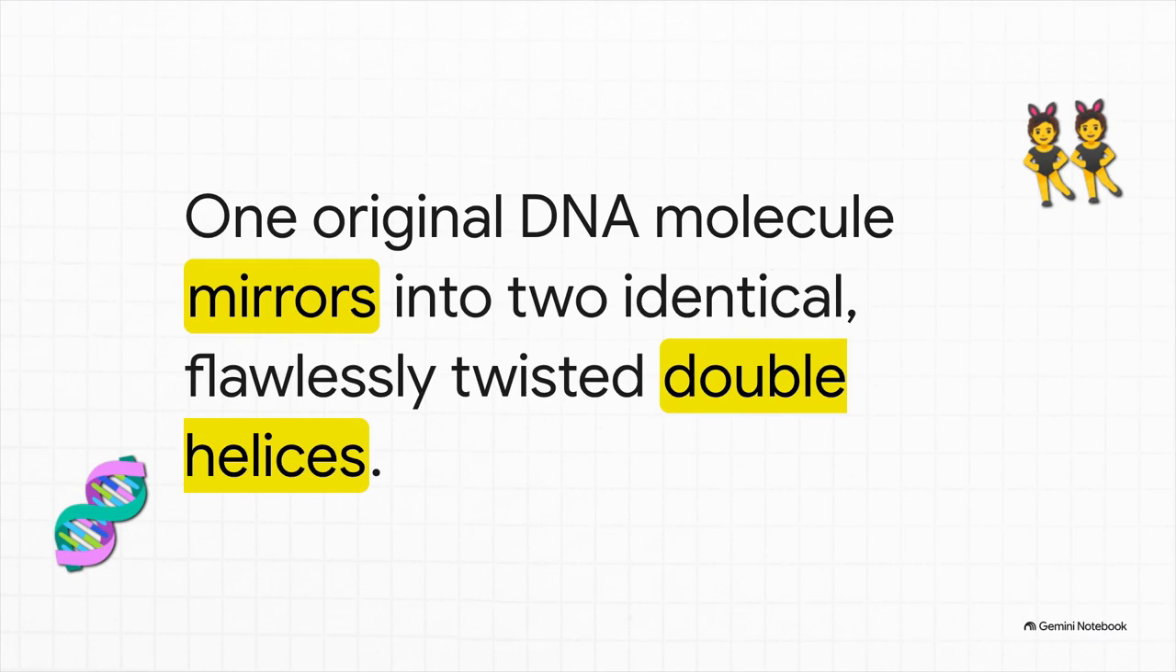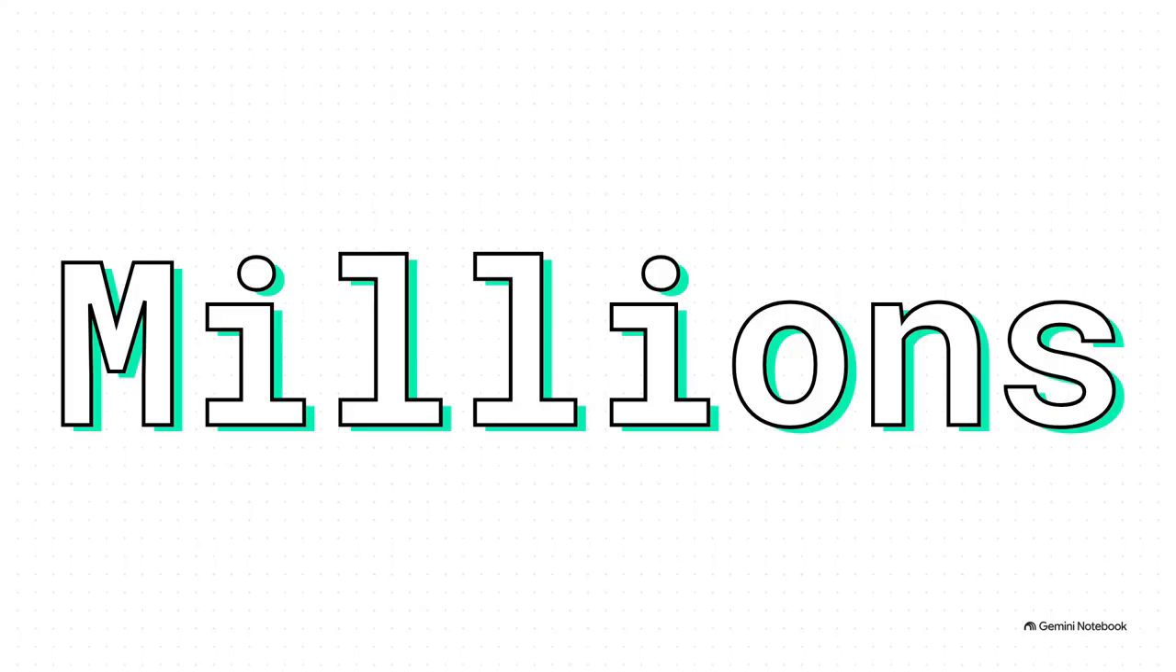Let's pan the camera all the way out now and look at the final cut of this incredible process. What started as one single original DNA double helix has now successfully split and mirrored itself completely. In just moments, we are left with two identical, flawlessly twisted DNA double helices just drifting gracefully together in that deep blue cellular fluid. Millions. That is exactly how many times this flawless, microscopic miracle is happening inside your own body, inside your own cells, every single day. The speed and the sheer accuracy of it are just absolutely staggering to think about.